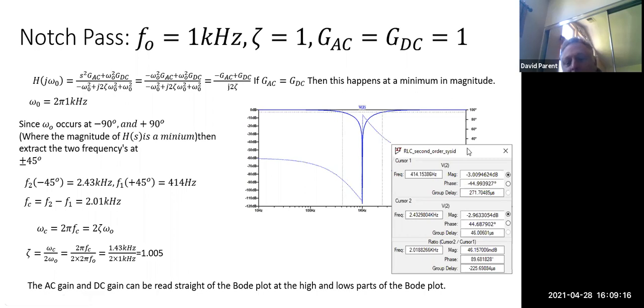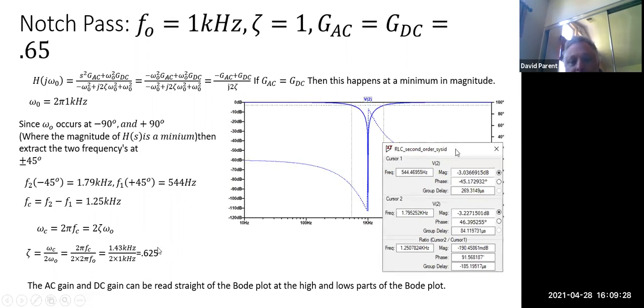But really, you're going 45 degrees from wherever the change is. And that's how you get F1 and F2. In this case, you get 1.